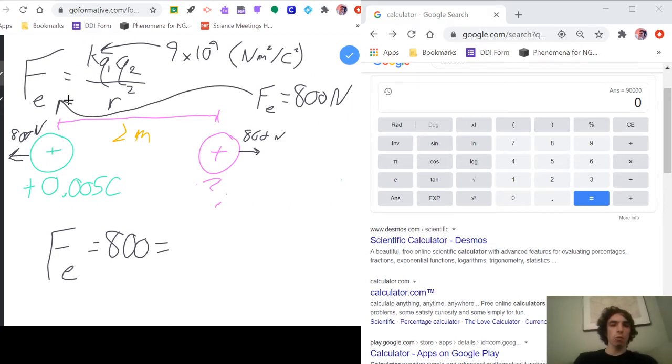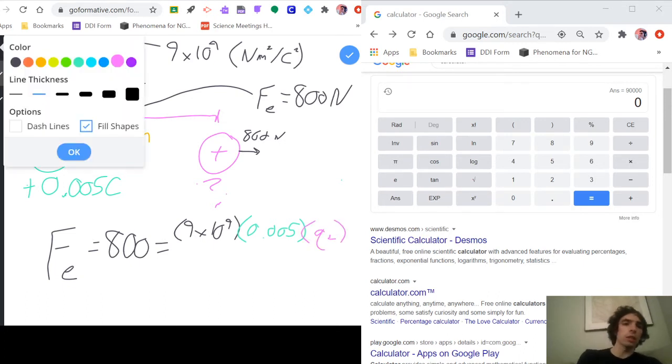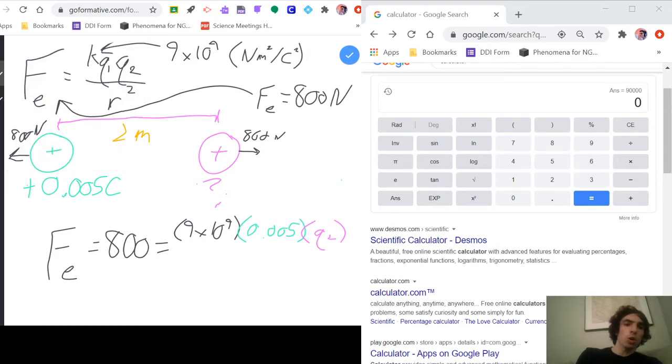Now we're going to work on the right side of this equation, right? So 800 is equal to 9 times 10 to the 9th, still the same thing, times our 0.005 coulombs, times some kind of charge 2, so I'll just label that Q2, I'll leave it symbolic for now, all still divided by the same 2 meters as before, making sure that we square it. And I'll get rid of that unit because I didn't write my units anywhere else.